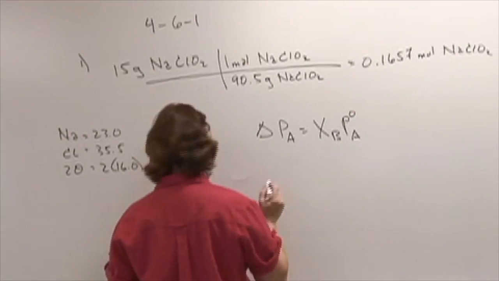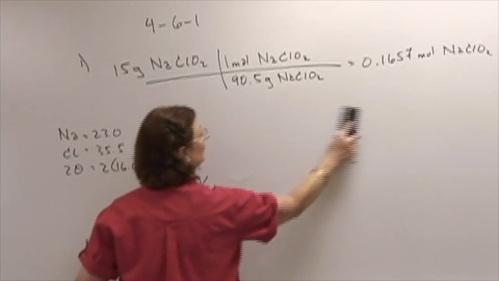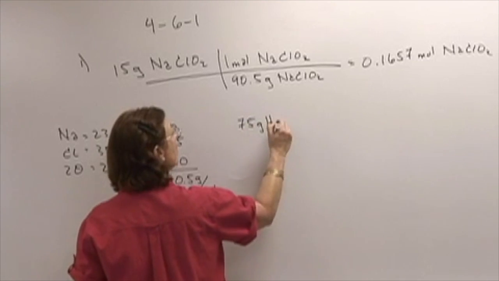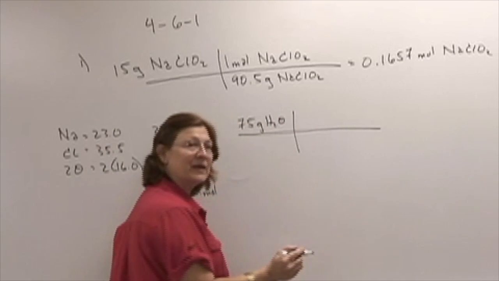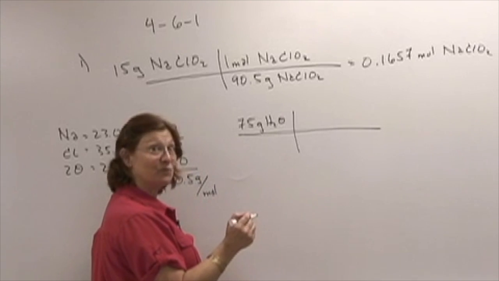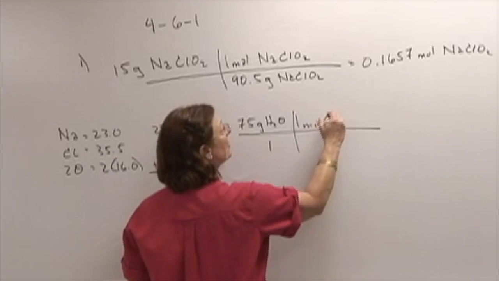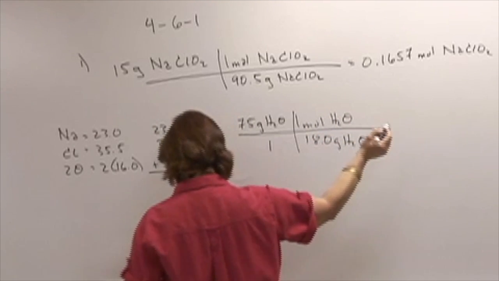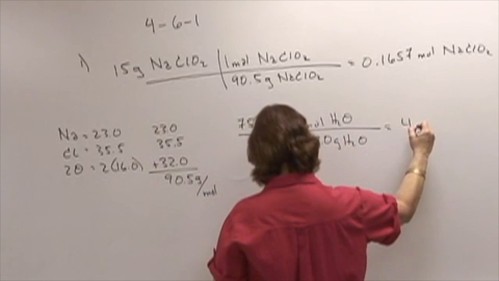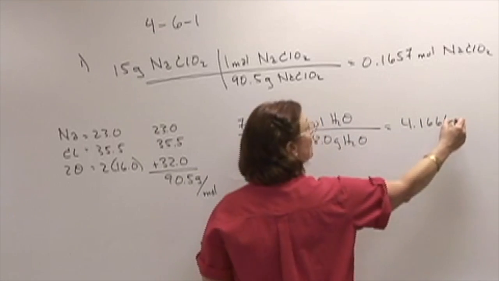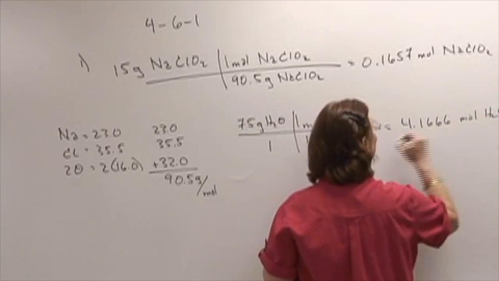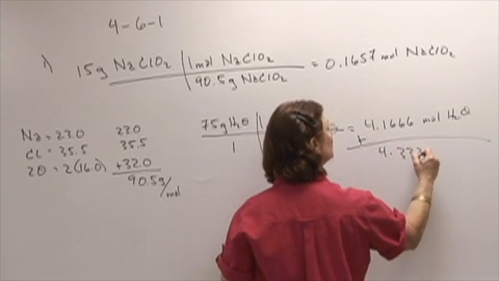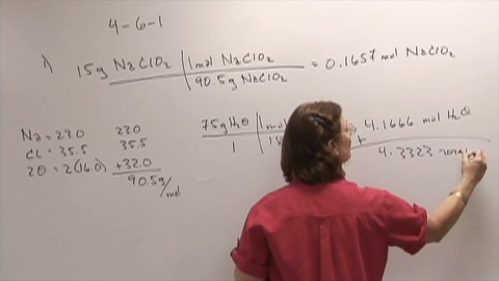Now, mole fraction means that I must get my total number of moles. I am given that I have 75 grams of water, and I must change them to moles. Now, I don't think that I have to give you the molecular weight of water. 1 mole of water is 18.0 grams of water. And therefore, I have 4.1666 moles of water. And I must add them together, and I get 4.3323 total moles.